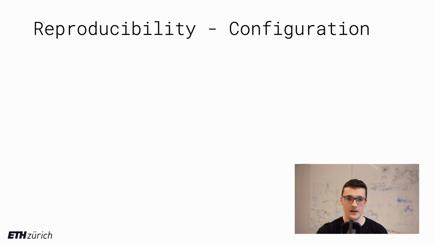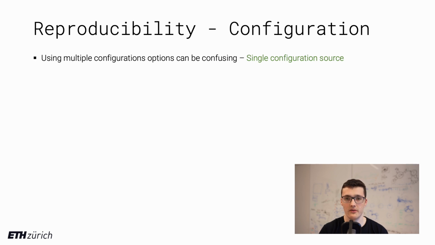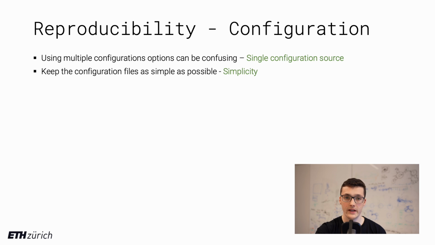Okay, so for configurations, there are multiple options that you can follow. But the first thing is to make sure that you only have a single source of configuration. That makes your life way easier, and it is very easy to share and to understand for other people if there is only a single source of configurations used for your code and not different places. Then keep your configuration files as simple as possible. Simplicity is really the key here. Don't overcomplicate the structure of configuration files. Keep it as simple as you can.